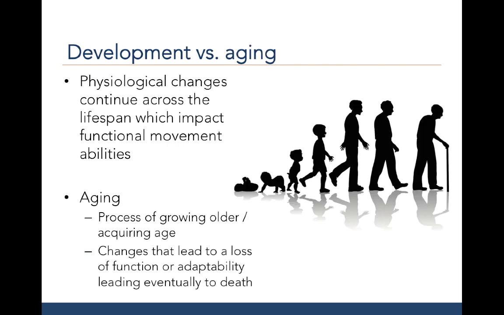Another important distinction is between the terms development and aging. Physiological changes continue across the lifespan, which impact functional movement abilities. Aging can be considered in two different ways. First, it can be considered simply the process of growing older or acquiring age, which means that you could be aging even as a child. Second, and more commonly, we often think of aging as the changes that lead to a loss of function or adaptability that eventually lead to death.